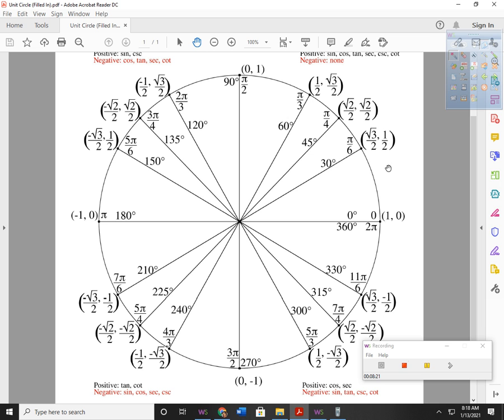So now I'm going to be looking at the angle 5 pi over 3. Look on your unit circle. 5 pi over 3 is right here. The sine value is your y value, so negative square root of 3 over 2.